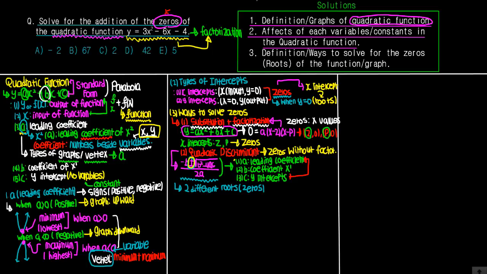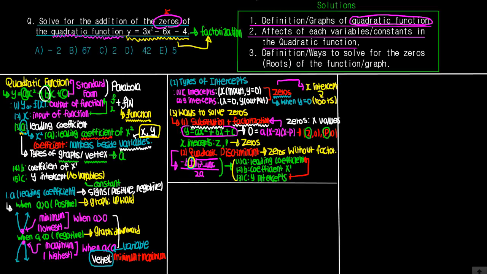Now, the only thing you need to know in order to apply it is these three things. We already talked about them. A is the leading coefficient, B is the coefficient of the x to the first power term, and C is the y-intercept. Now let's actually apply it and go back to our original question.